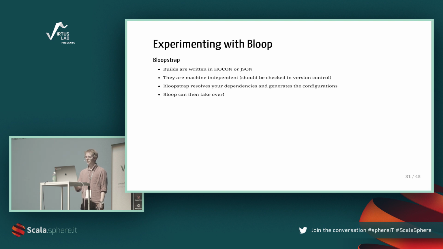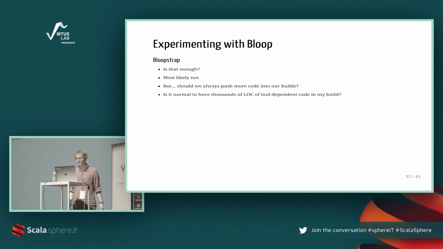So you write that using Holcano.json, and then you give it to Bloopstrap, which is going to generate the Bloop config files. And you can then use Bloop for your compilation, test, and run. And yeah, that's pretty much it. It's so simple, there's not much more to say about it. And so, is that really enough now that we have that? Is that enough to make it for a build tool?